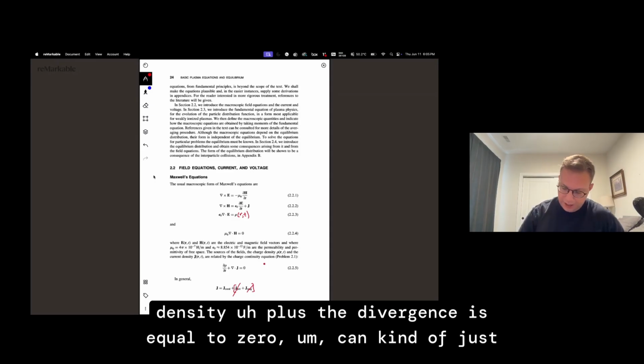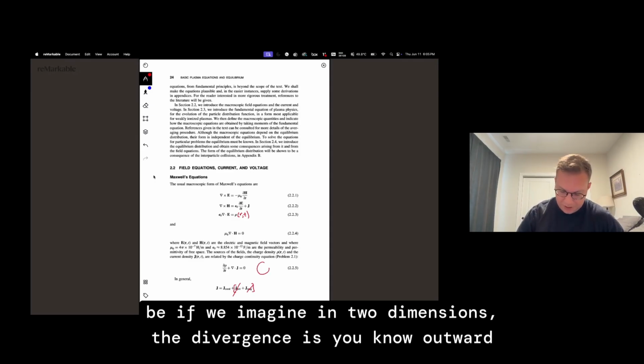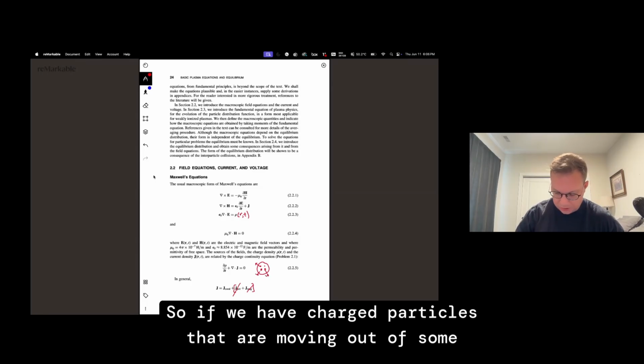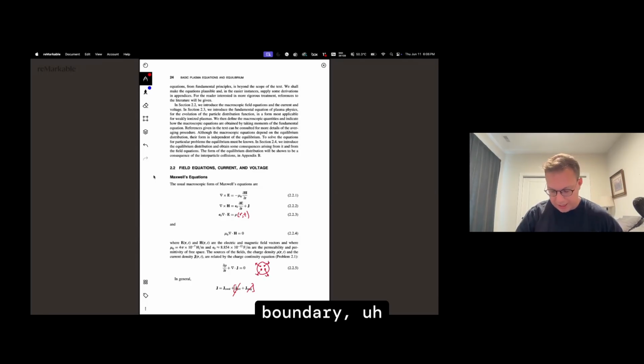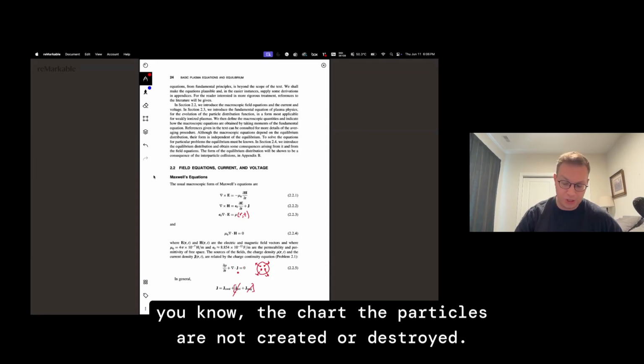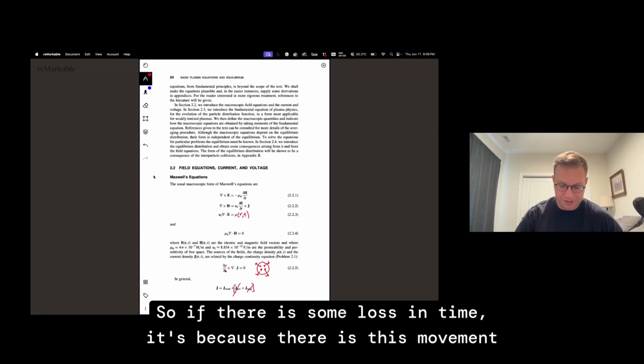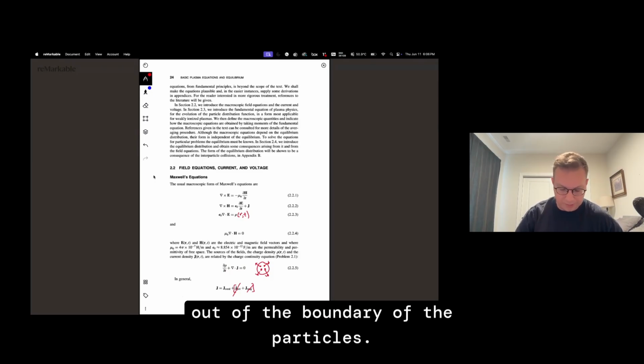And this equation here, the time rate of change of the density plus the divergence of J is equal to 0, can be understood if we imagine in 2 dimensions, the divergence is outward movement. So if we have charged particles that are moving out of some boundary, the particles are not created or destroyed. So if there is some loss in time, it's because there is this movement out of the boundary of the particles.